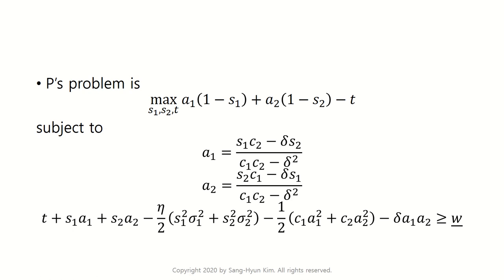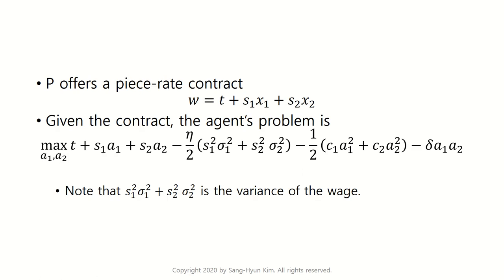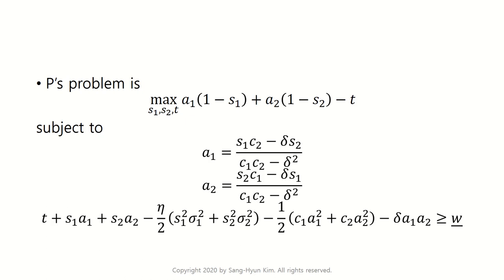Alright, so that's the expected profit of the principal. And what are these constraints? The first two constraints are the IC constraints, which are obtained from the agent's utility maximization problem. So let's go back to the previous slide. You solve the agent's utility maximization problem, then you get these two solutions, A1 and A2.